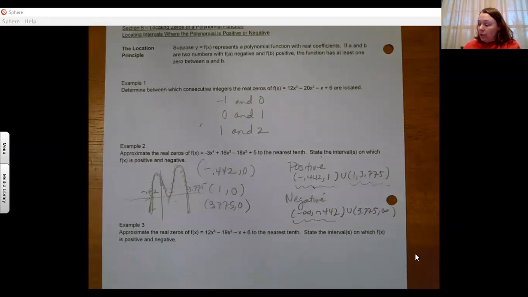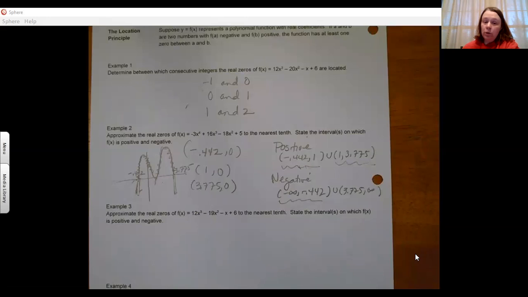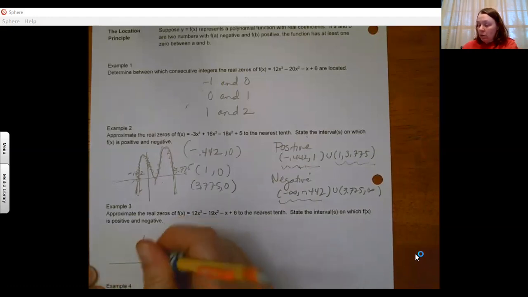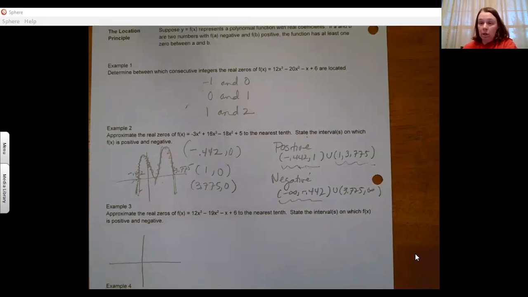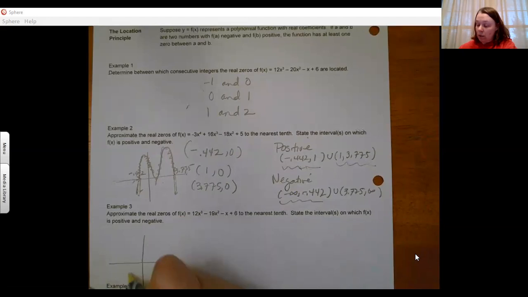Okay, so example 3 asks you to do basically the same thing. You're going to graph that, figure out what the zeros are, and give the intervals where it's positive and negative. I'm not going to go back to the decimals because it's stressing me out. I'm not lying. All right, I'm going to sketch what it's going to look like. So it looks like something like this.